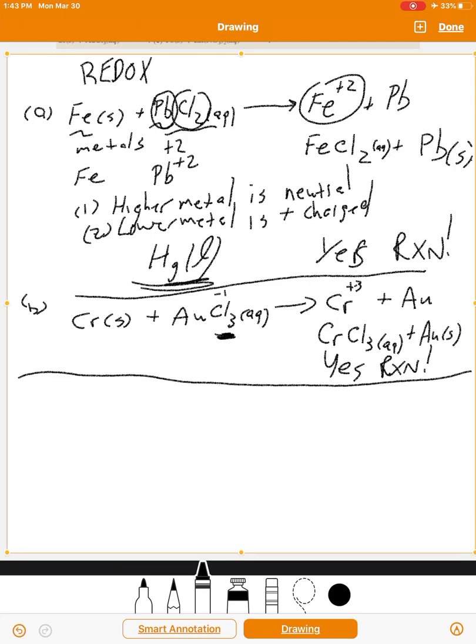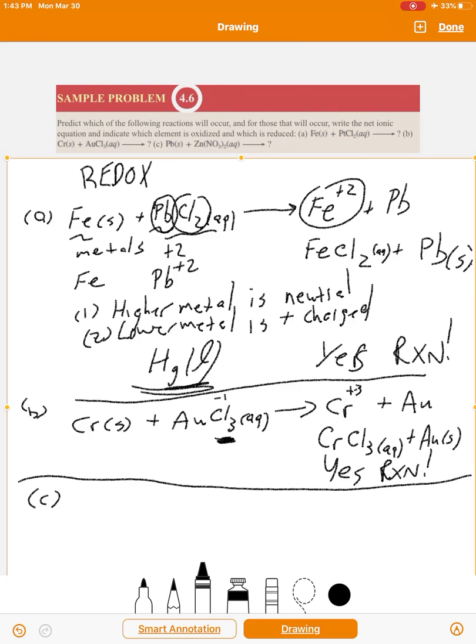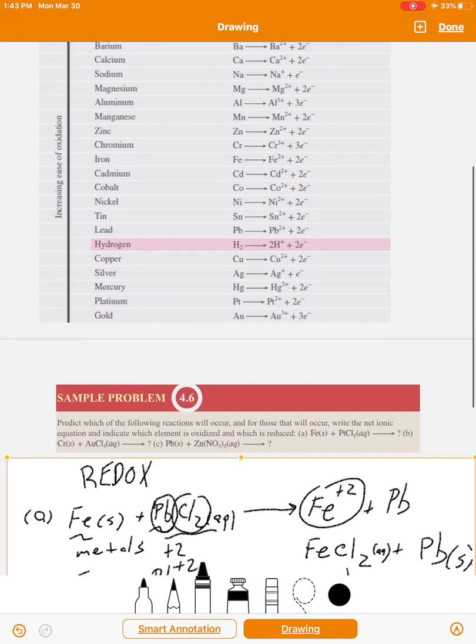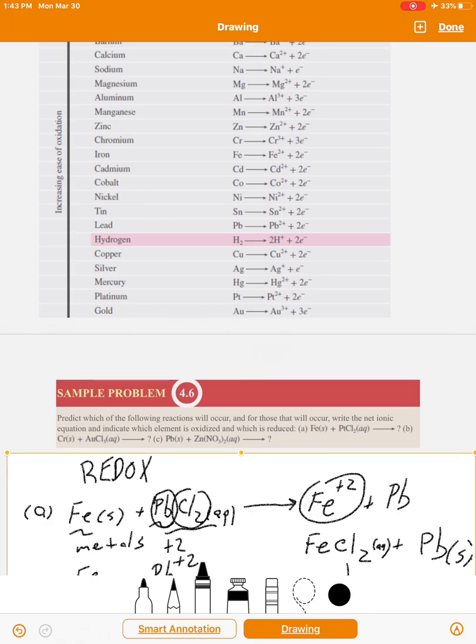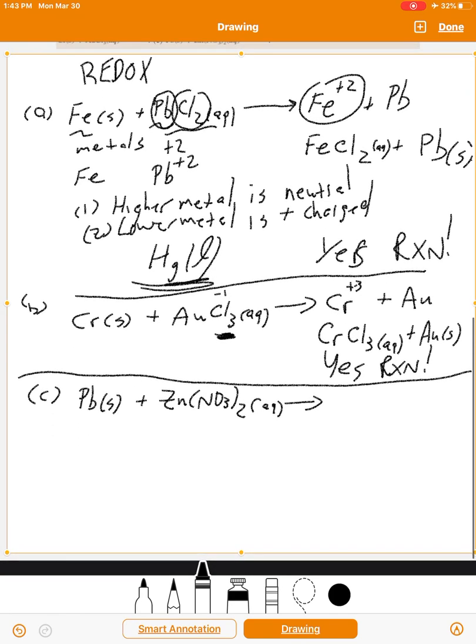So let's try C. I assume in 3 options they're going to give us one that doesn't react, but let's find out. This one says that lead is going to react with zinc nitrate. They're asking us, will it react with zinc nitrate? Okay, lead and zinc. So you look for lead. So lead and zinc. Zinc is higher. Is zinc the neutral one?